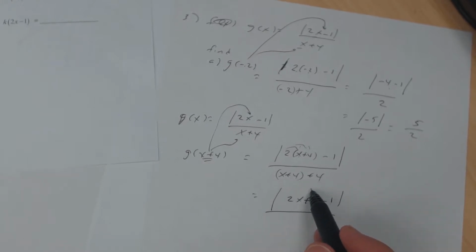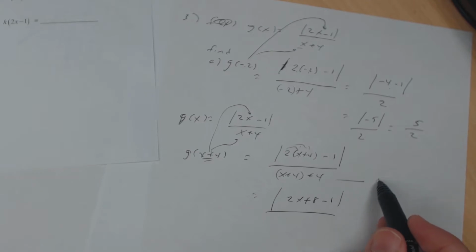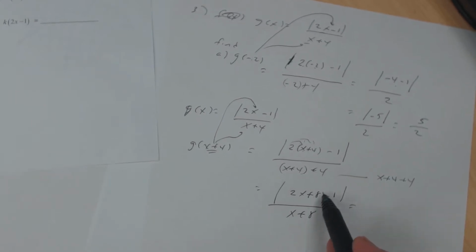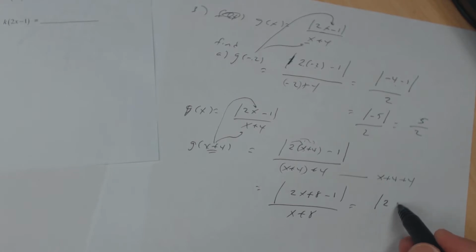and then 4 plus 4 is, so this right here, just notice, that's x plus 4 plus 4, so it's x plus 8. And so, combining like terms here, that's going to be a 7. 8 minus 1 is 7. I get the absolute value of 2x plus 7 divided by x plus 8. Now, there's nothing else you can do here.